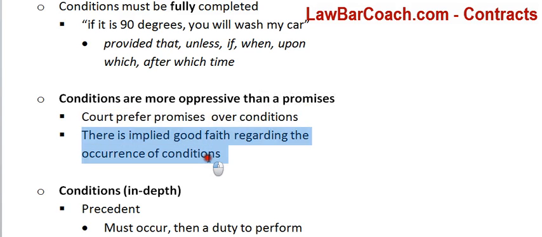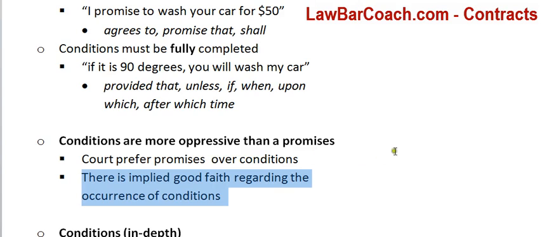And one other thing to mention is that there's an implied duty of good faith regarding the occurrence of a condition, because oftentimes one of the parties' actions or conduct might influence when a condition occurs. So if a party needs to get a certain kind of permit, let's say, before someone else can come onto their property to build something, there's an implied duty to act in good faith to get that permit. You can't sit on your hands and never get the permit on purpose and say, well, the condition never occurred. You can't do that.